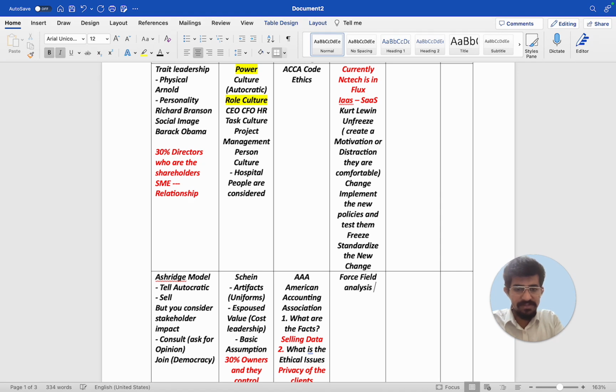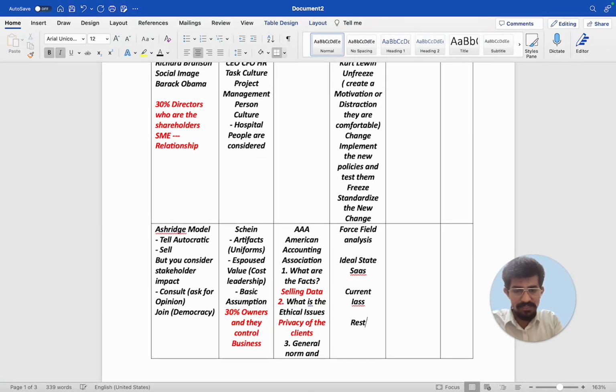Now, if you see force field analysis, we have an ideal state. Let's assume the ideal state is that we have to go for software as a service. Now, students, the current state is where we are currently, in infrastructure as a service. So there are two forces. One is known as restraining forces: people's unwillingness is a restraining force.